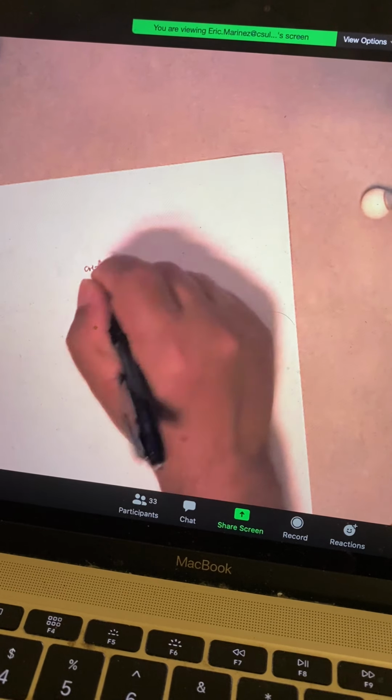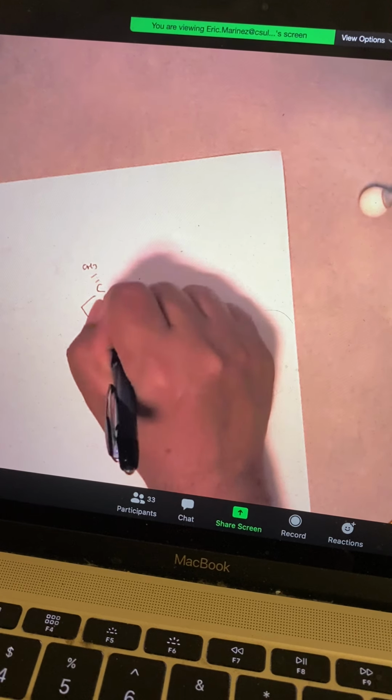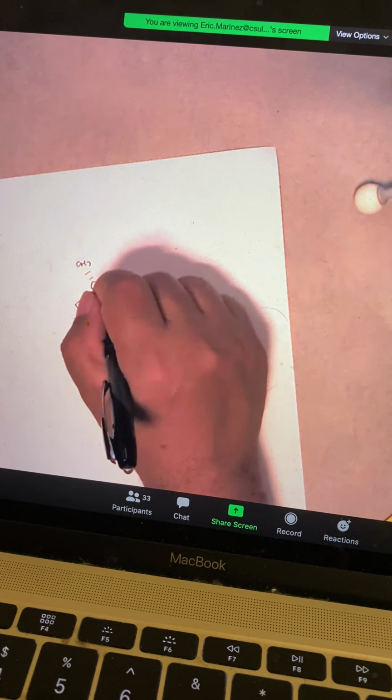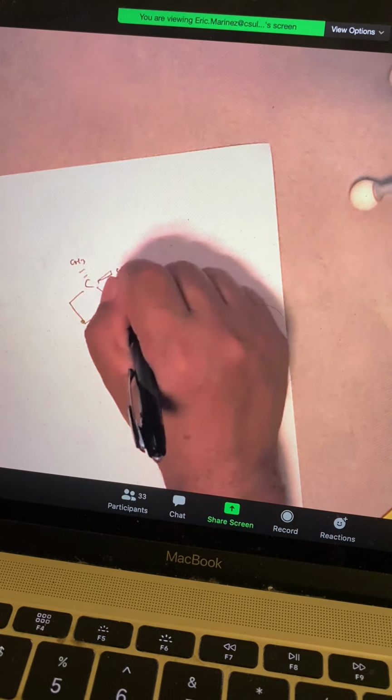Again, I don't remember this example. Doesn't matter. I think it was this.